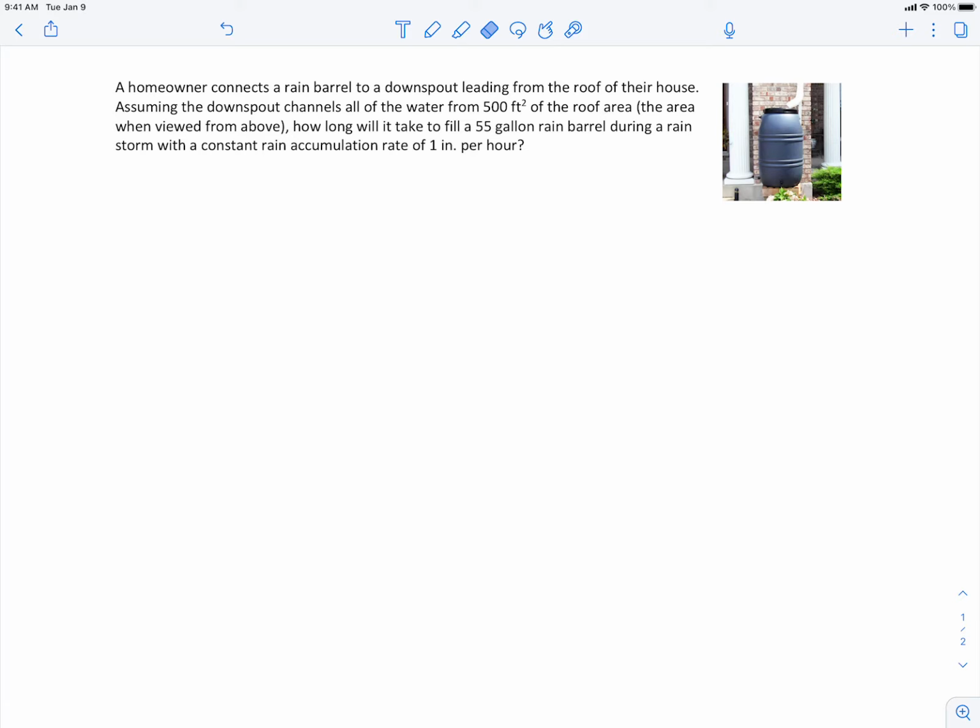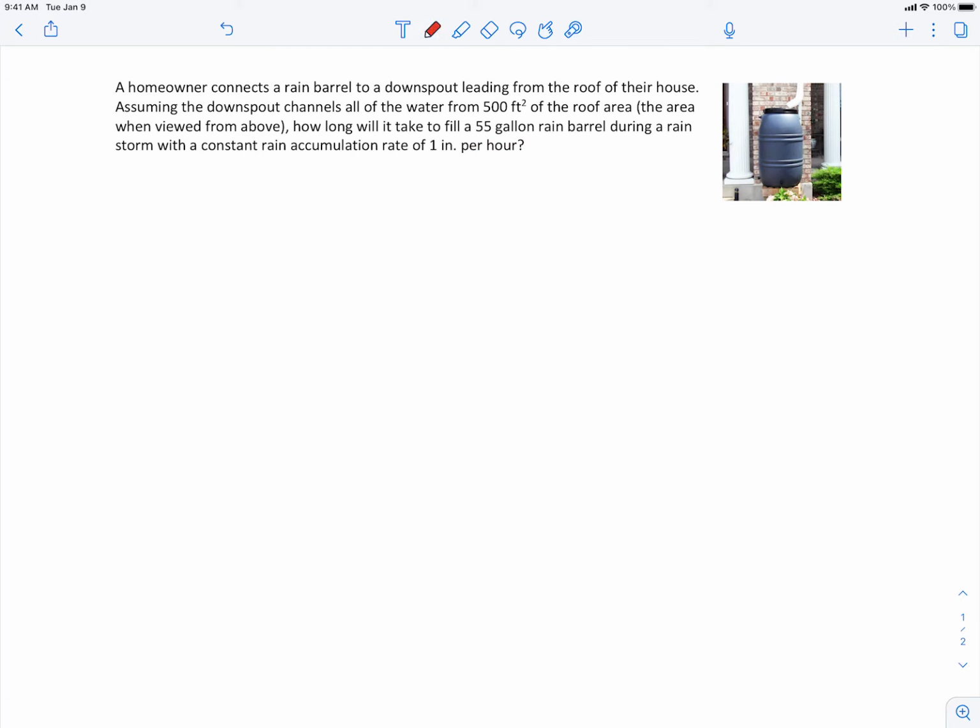So in this example, we have a homeowner who's connected a rain barrel to a downspout leading from the roof of their house. So here's the rain barrel, here's the downspout. Assuming the downspout channels all of the water from 500 square feet of roof area, the area when viewed from above, how long does it take to fill a 55-gallon rain barrel during a rainstorm with a constant rain accumulation of 1 inch per hour? So these are some pretty typical numbers.